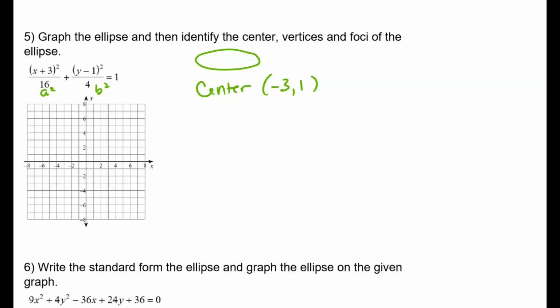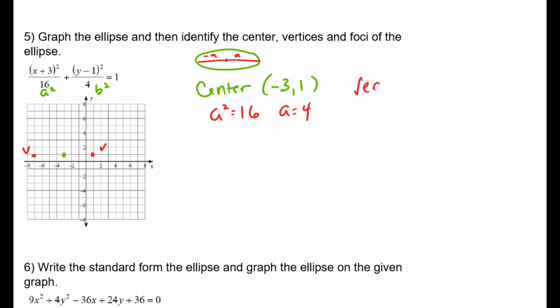So with our two forms, I go over here to -3, 1. Then I know this is a horizontal stretch, which means I'm going to go a distance from the center to the right and a negative distance to the left. So a we have to find. a squared is equal to 16, so a is going to equal 4. So I got to go 4 to the right, and I got to go 4 to the left. So there's a vertex and a vertex.